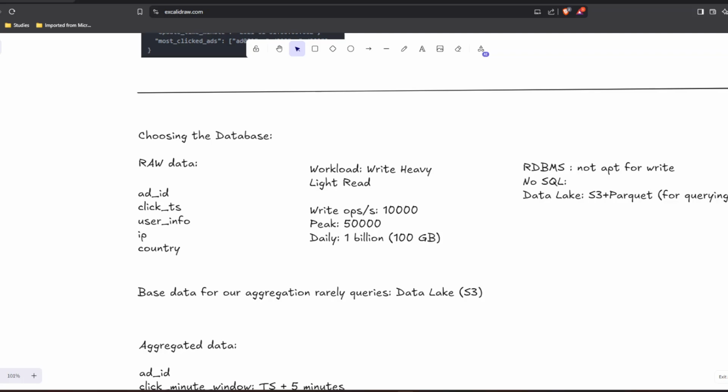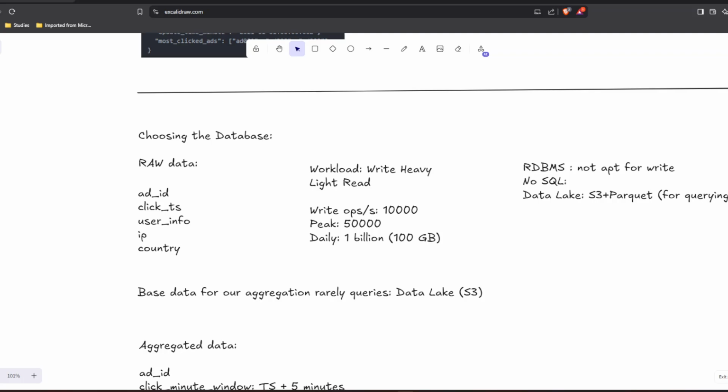For querying we need to use something like Presto. There are tools like Presto or Apache Hive that can be used for querying. So our recommendation for raw data will definitely be Amazon S3 with Parquet format, and we will use Presto for querying the data.